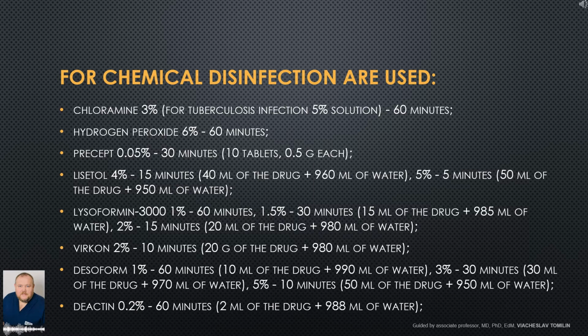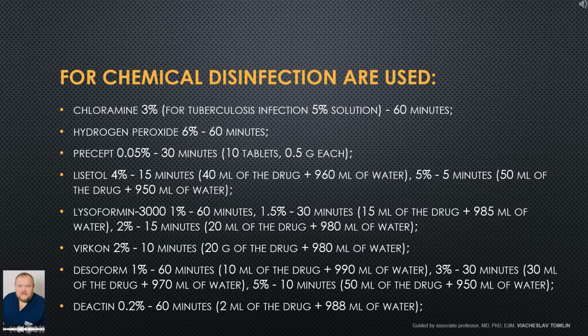Chloramine 3%, for tuberculosis infection 5% solution, 60 minutes. Hydrogen peroxide 6%, 60 minutes. Precept 0.05%, 30 minutes, 10 tablets, half a gram each. Lysetol 4%, 15 minutes, 40 milliliters of the drug plus 960 milliliters of water; 5%, 5 minutes, 50 milliliters of the drug plus 950 milliliters of water. Lysoformin 3000 1%, 60 minutes; 1.5%, 30 minutes, 15 milliliters of the drug plus 985 milliliters of water; 2%, 15 minutes, 20 milliliters of the drug plus 980 milliliters of water.